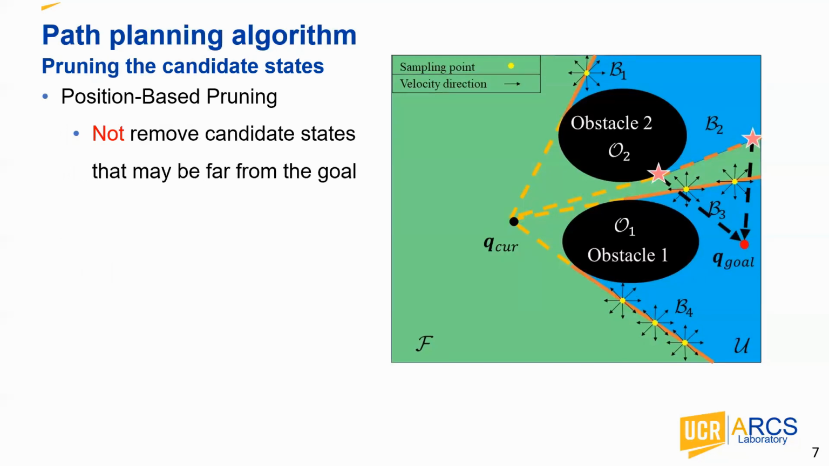In the figure, we can see that the candidate states lying on B2 are pruned because they are closer to the candidate states lying on B3. The candidate positions on B3 are closer to the goal, and they are separated by free space F. The position-based pruning does not remove candidate states that may be far from the goal, like the candidate states on B1. Instead, it removes states that are expected to have the same effect if selected towards exploration.